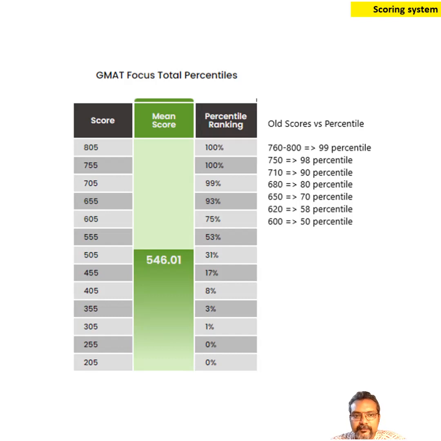So if you have got a 700 and you are feeling down that, okay, I did not do that well, be happy and be satisfied that 705 is at 99 percentile, which earlier was 760 to 800. So the scores are different, the scoring is different. And that is why, as I said, the GMAT wants to ensure that this person has taken the new version. That is why all the scores end in a 5, while for someone who has taken the old version, all the scores end in a 0.